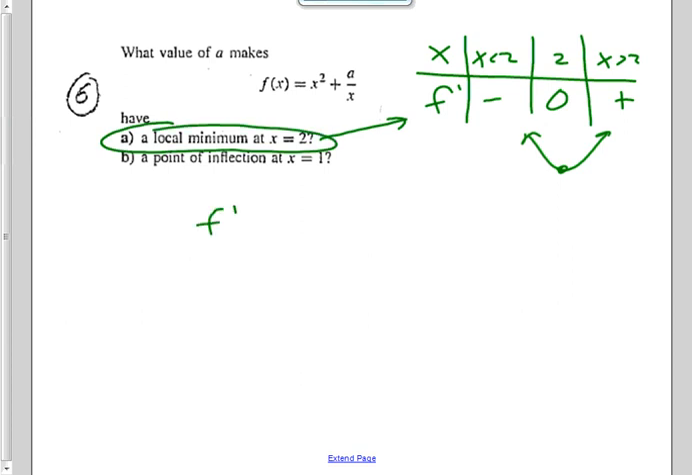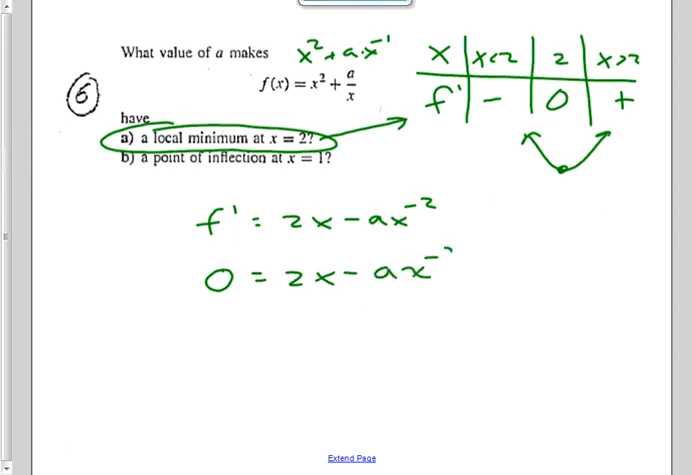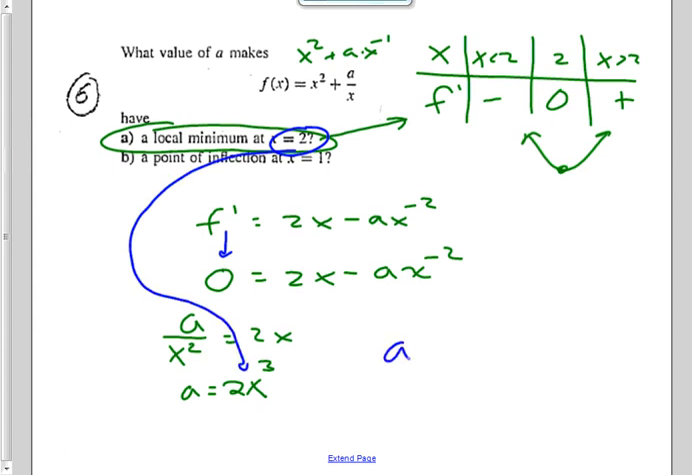Okay, so let's take the derivative. Well, let's first write it as x squared plus a times x to the negative 1. So the derivative becomes 2x minus a x to the negative 2. And we want to set this equal to 0. Let's first solve this in terms of a. So we get a over x squared equals 2x, a equals 2x cubed, and we want our derivative to be 0 when x equals 2. So we put 2 in for x, we get a equals 2 times 2 cubed, which equals 16.